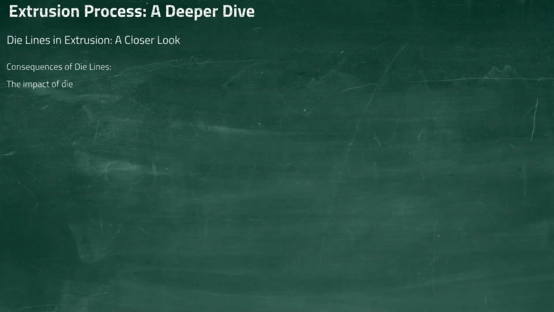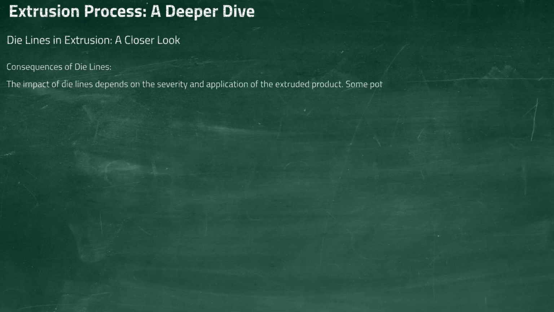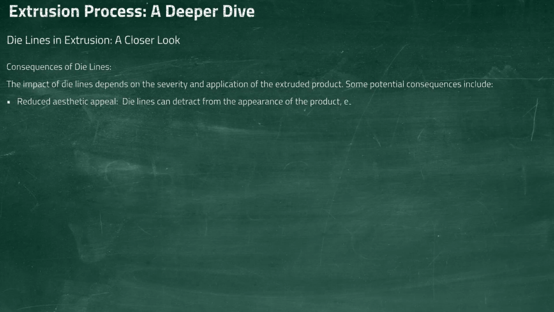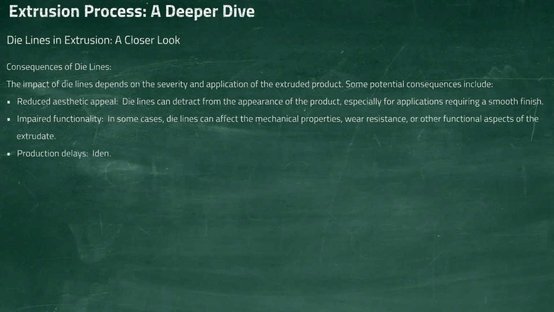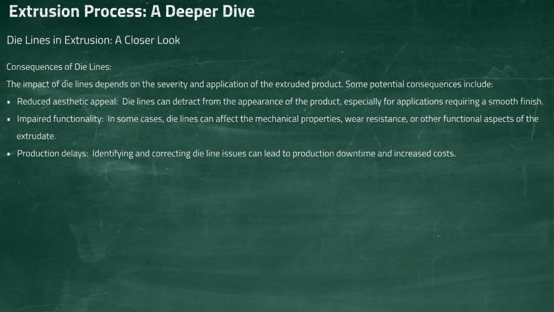Consequences of die lines. The impact of die lines depends on the severity and application of the extruded product. Some potential consequences include reduced aesthetic appeal. Die lines can detract from the appearance of the product, especially for applications requiring a smooth finish. Impaired functionality: in some cases, die lines can affect the mechanical properties, wear resistance, or other functional aspects of the extrudate. Production delays: identifying and correcting die line issues can lead to production downtime and increased costs.